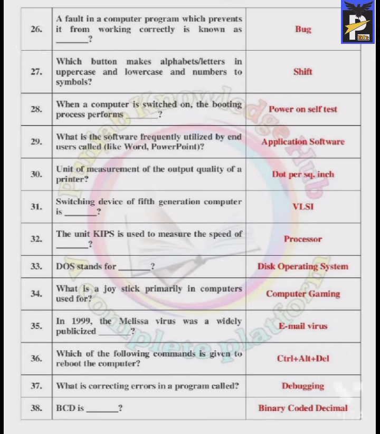What is the software frequently utilized by end users called, like Word, PowerPoint? Application software. Unit of measurement of the output quality of a printer? Dot per square inch. Switching device of 5th generation computer is? VLSI. The unit KIPS is used to measure the speed of? Processor. DOS stands for? Disk operating system.